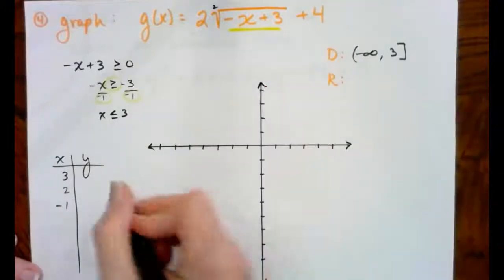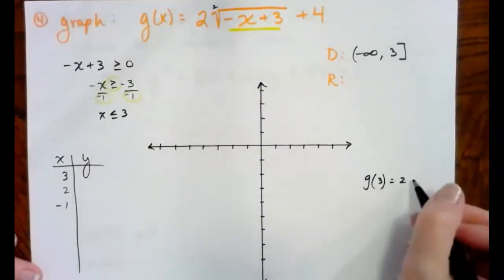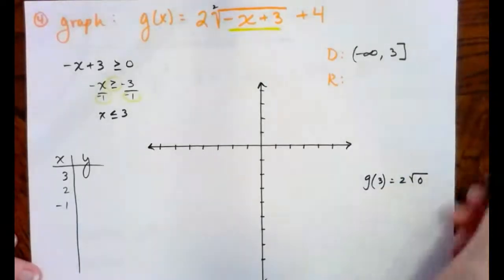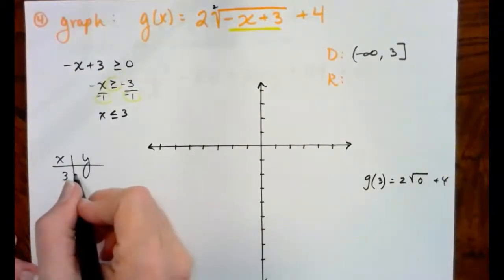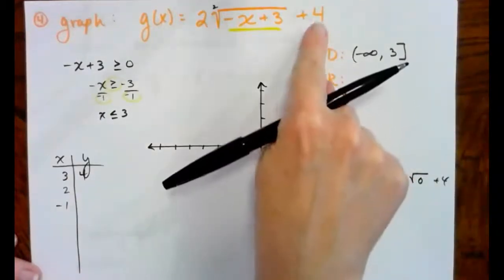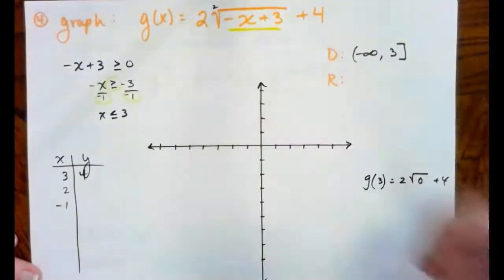So g of 3 is 2 times the square root of the opposite of 3 plus 3, which is 0, plus 4. So the square root of 0 is 0, 0 times 2 is 0, 0 plus 4 is 4. So (3, 4), which makes sense because this whole graph should have a vertical shift up 4.